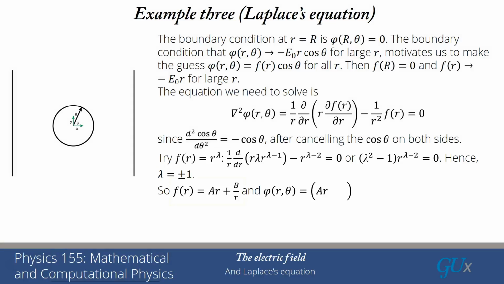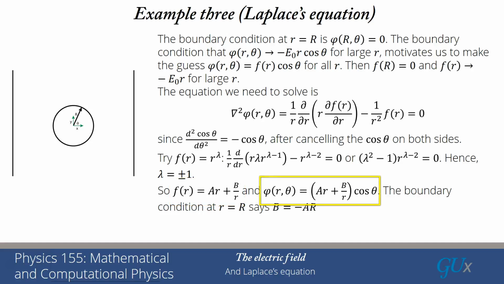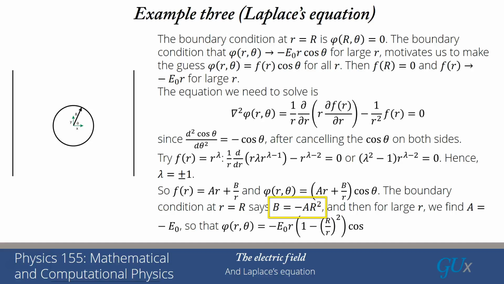F of r is some constant times r plus another constant divided by r. And then phi of r and theta is equal to a r plus b over r, the whole thing times cosine theta. The boundary condition at r equals big R, which says that the potential is equal to 0, requires us to have b equals minus a big R squared. And then for large r, the second term, the term with b, is going to drop out because at large r that's going to go to 0. And so we find a times r has got to equal minus E0 times r. Well, that just says a is equal to minus E0.